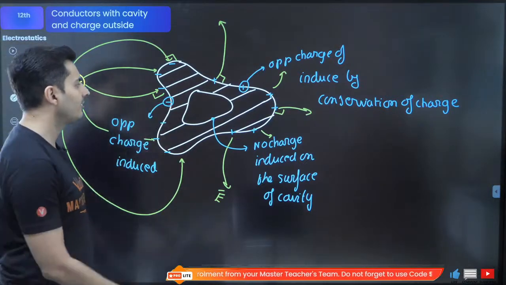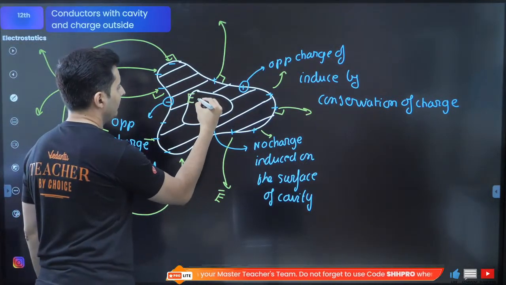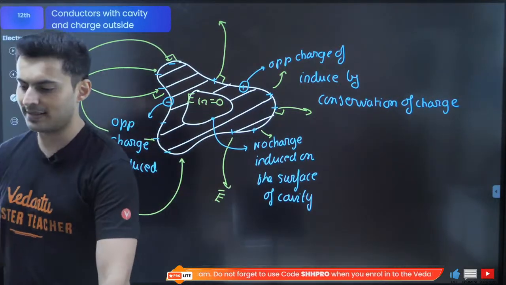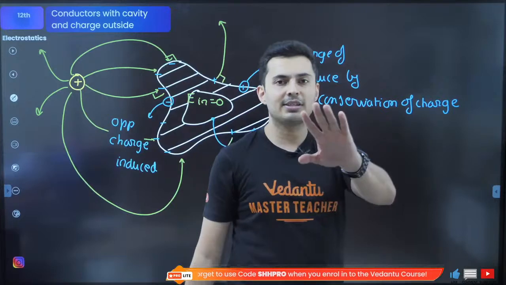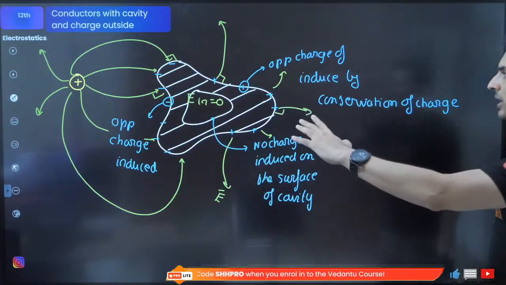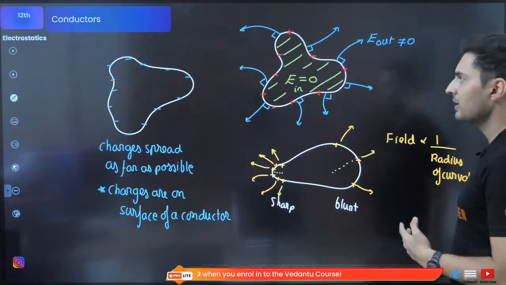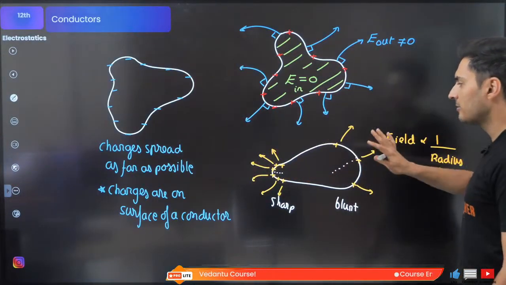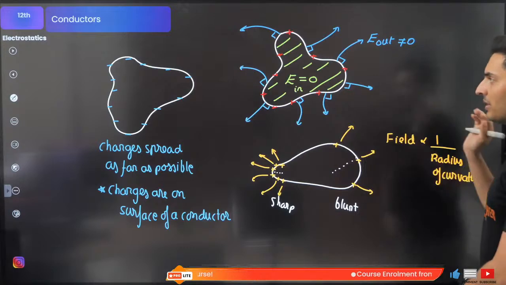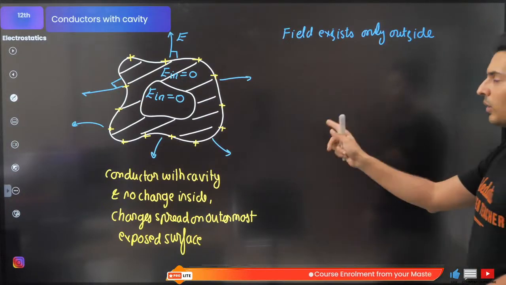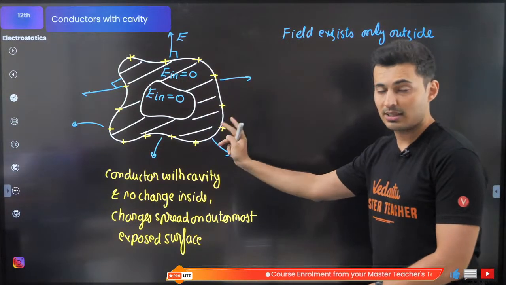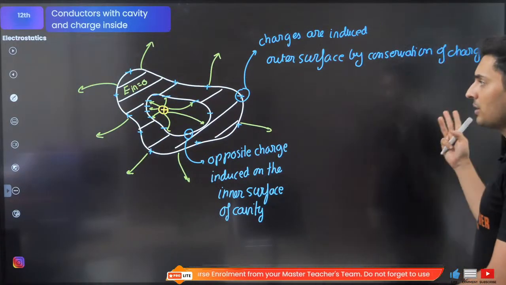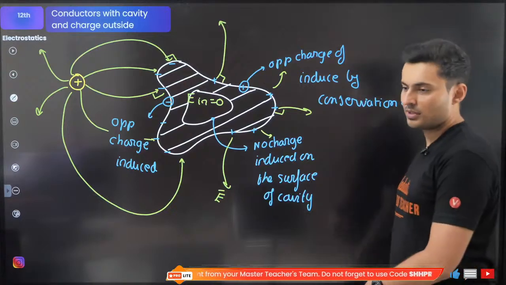There will be no field within the conductor or even in the cavity. There is no charge inside, so there will be no field. As simple as that. Have you understood all the important pointers of conductors and their fields? Very important: the solid conductor, where the charges are, how the field is, where it is strong, where it is weak, where it is zero, how it is perpendicular. What happens when there is a cavity and no charge? That's the second case. The third case is when there is a charge inside, and the fourth case is when the charge is outside.